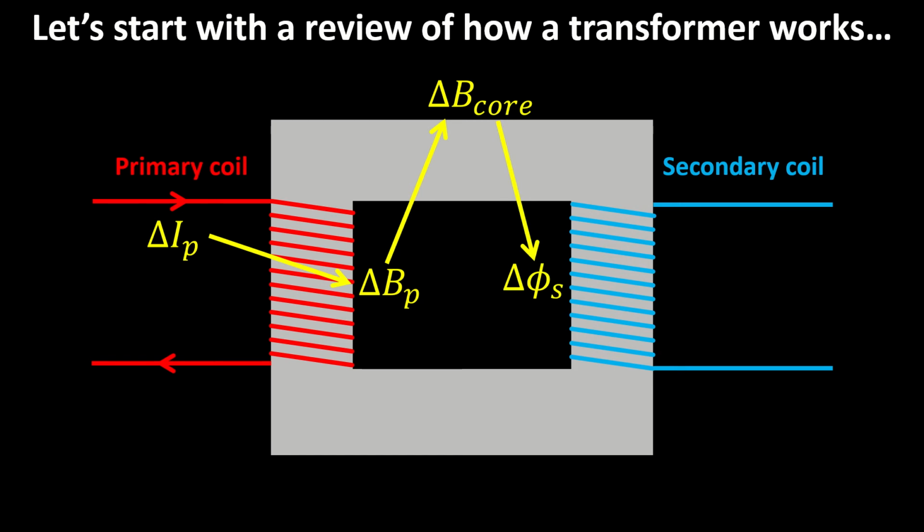And if you have a changing flux in a coil, by Faraday's law, you're generating an EMF or voltage in that coil. So a changing current in the primary gives a changing magnetic field in the core, a changing flux in the second coil, so you induce voltage in the second coil. And by changing the number of turns, you can change how big that induced voltage in the secondary coil is. But what I want to talk about today is something a little bit different.